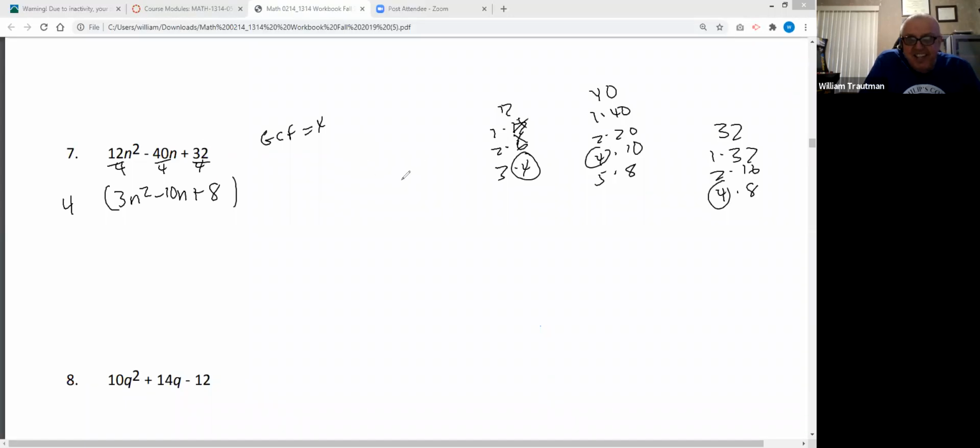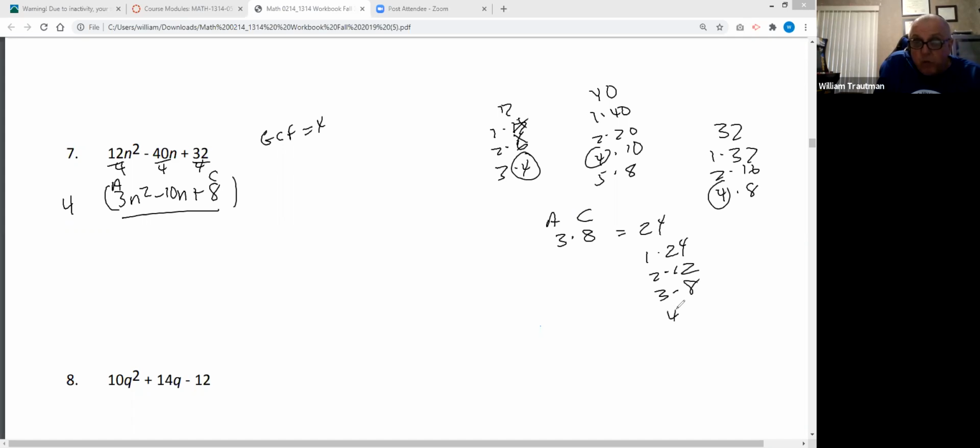All right. Next, we're going to leave this 4 here. We're only going to do the AC method for these 3 terms here. So AC method, 3 times 8 is 24. 1 times 24, 2 times 12 is 24. 3 times 8 is 24. 4 times 6 is 24. How do I get a -10?